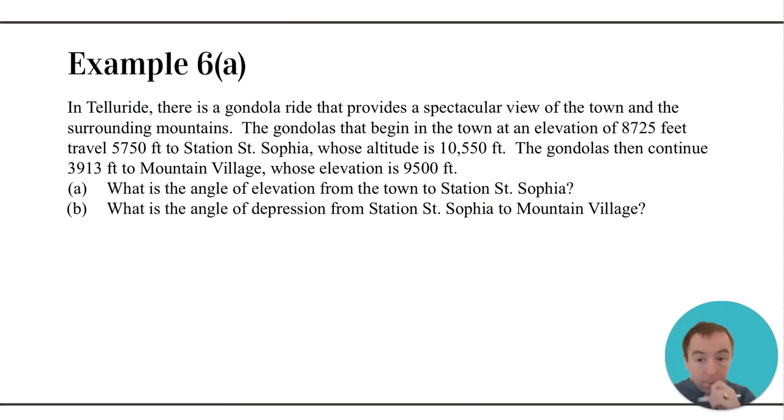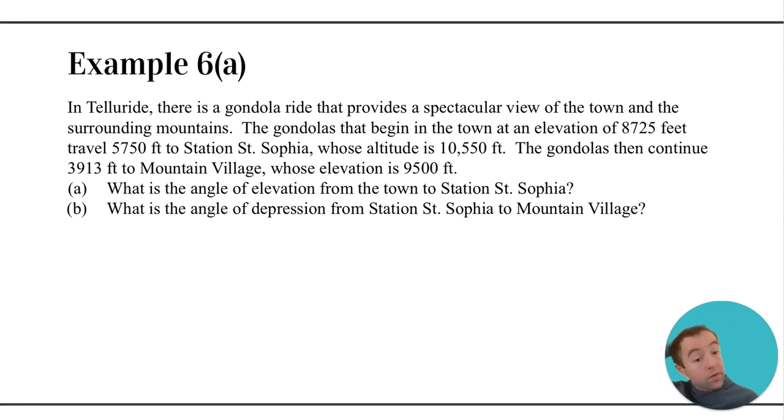Jumping to example 6 right here. In Telluride, in Colorado, there is a gondola ride that provides a spectacular view of the town of Telluride and also other surrounding mountains. The gondolas that begin in the town of Telluride begin at an elevation of 8,725 feet, and they travel a distance of 5,750 feet up to Station Street Sophia, whatever that is, SSS, right? Whose altitude is 10,550 feet. The gondolas then continue 3,913 feet downwards towards Mountain Village because it's a little bit of a lower elevation than where SSS was, at 9,500 feet of elevation.